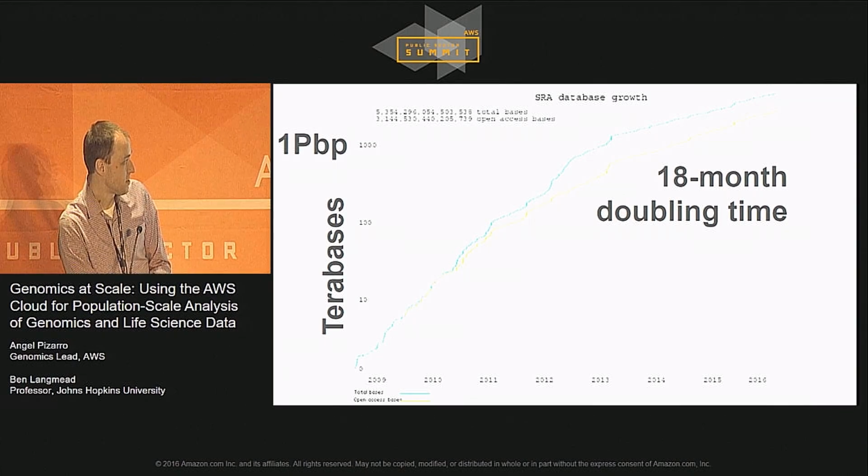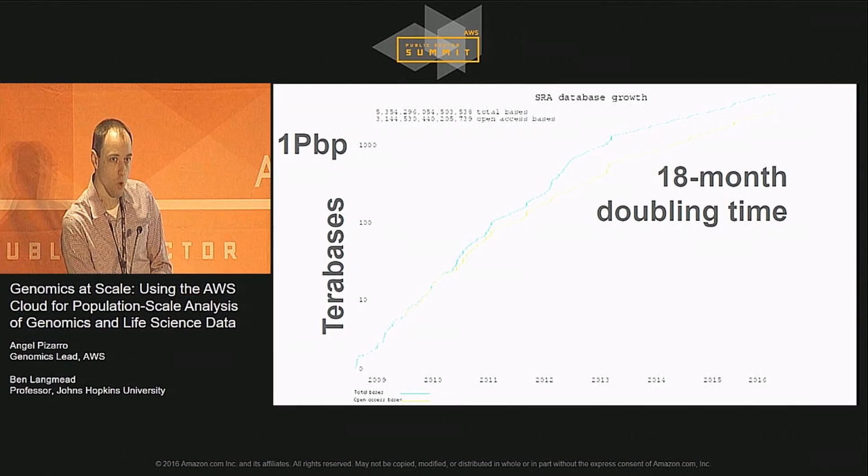And there's two lines here. There's a very light yellow line that you probably can't see, and then there's a blue line. The difference between these two lines these days is about twofold. You can't tell because it's a log scale. The yellow line is the number of bases that are open access. Anybody can download them today. And the other one is total bases, which includes protected bases.